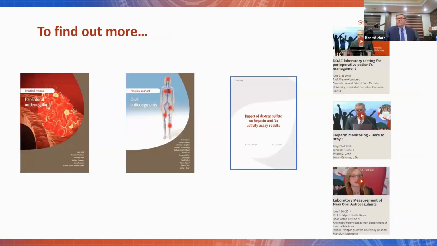So to conclude this lecture, I think you can find more information in our practical manuals. They are over there on the table, and you can have some if you want. So in this issue on parenteral anticoagulants, you have all you must know about heparin, unfractionated heparin, but also low molecular weight heparin. And you have also a dedicated section on heparin-induced thrombocytopenia. We also have a white paper that describes the impact of dextran sulfate on heparin anti-Xa activity results. And we have various webinars in our webinar series on this topic. So thank you for your attention.